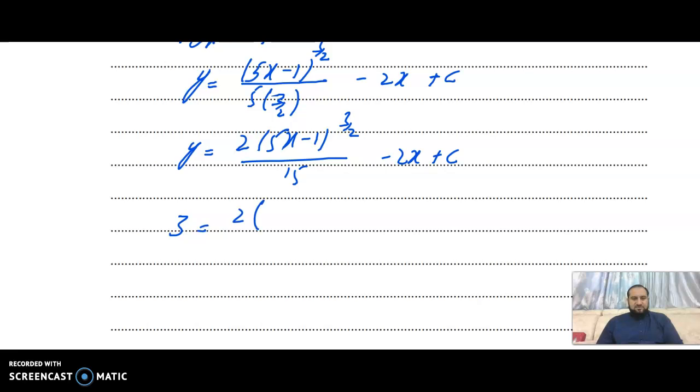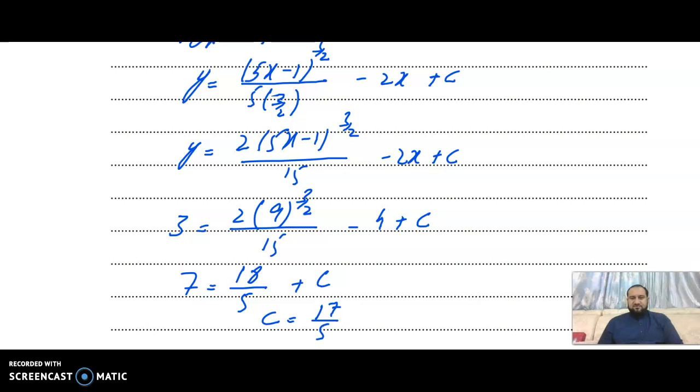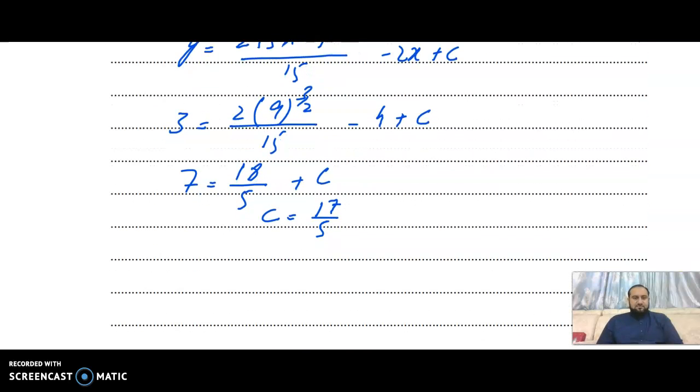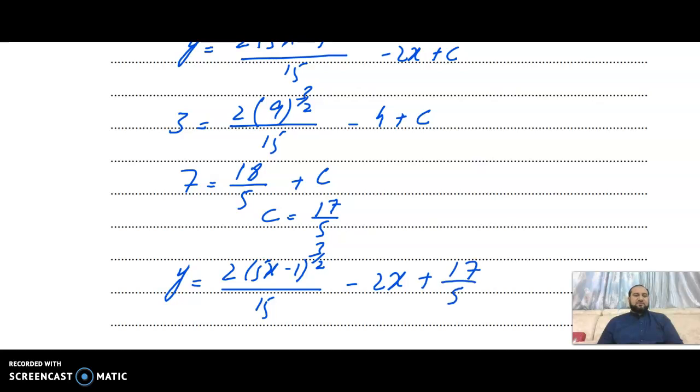So 2 times 10 minus 1 is 9. So 3 plus 4 is 7, and then here we will get 18 by 5 plus c. So c will be equal to 17 by 5. So now the equation will become y equals 2 times (5x minus 1) to the power of 3 by 2 over 15, minus 2x plus 17 by 5.